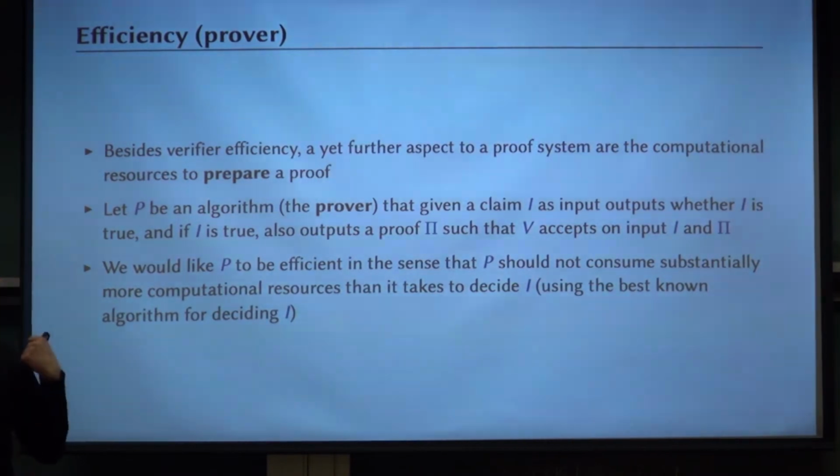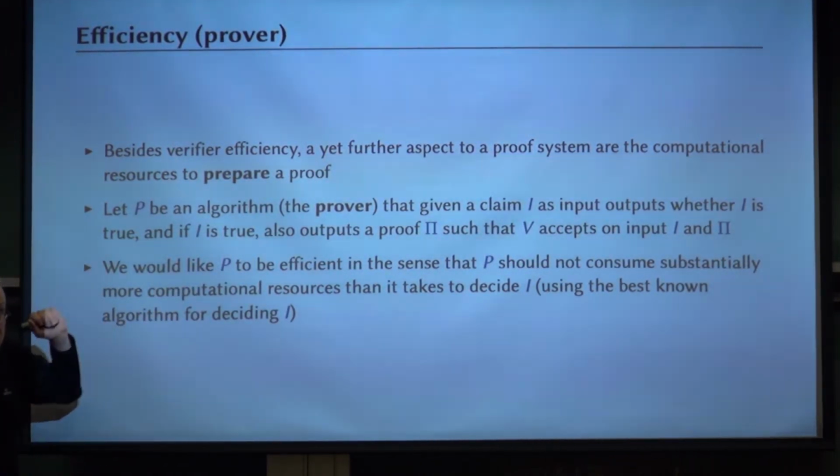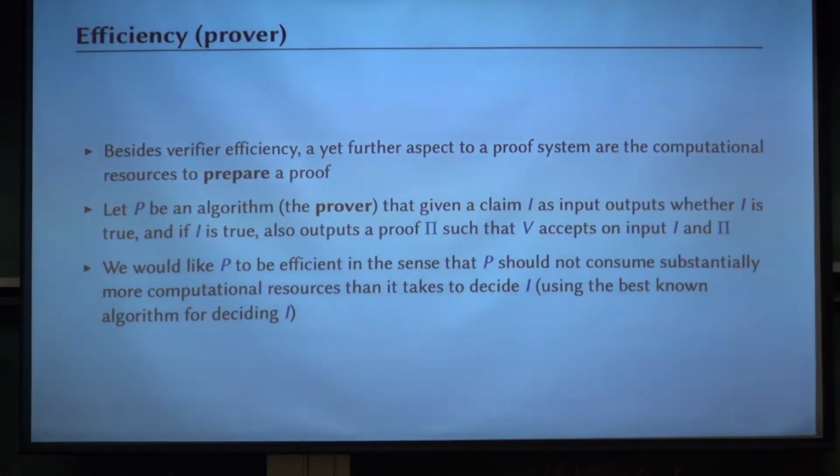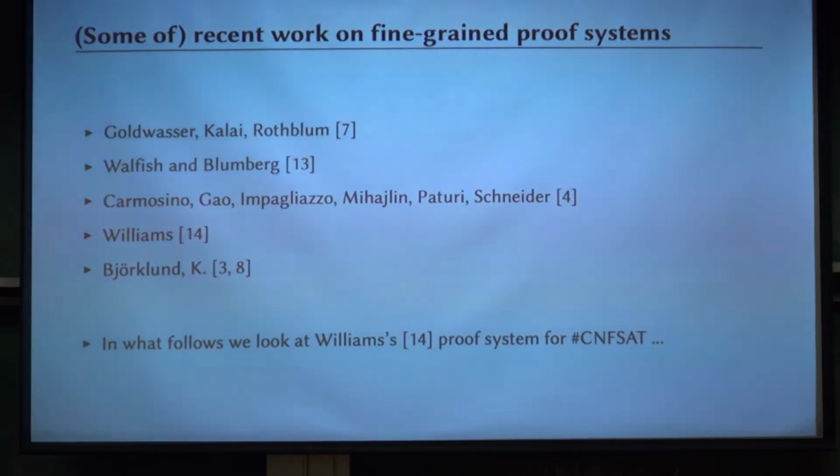Okay, so what do we have? We have perfect completeness, probabilistic soundness, efficiency on the verification side of things, and hopefully efficiency on the prover side of things. So these would be things that we would like to have, ideally, out of a proof system.